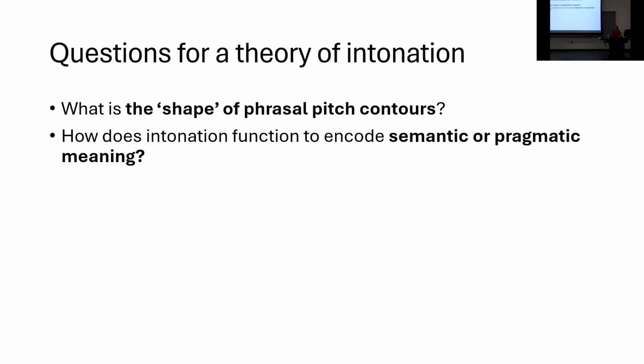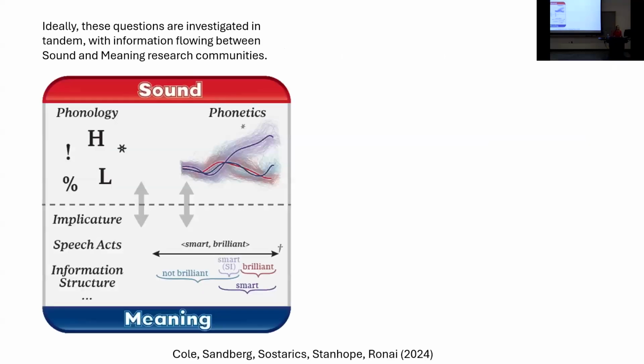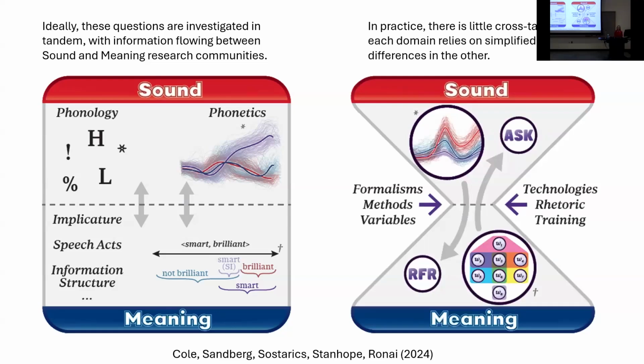What's the shape of the phrasal contours? And how does intonation function to encode semantic or pragmatic meaning? There are other questions, of course, but these are two of the important questions that I'm concerned with these days. Ideally, these questions would be investigated in tandem with information that flows between the sound and meaning research communities. However, in practice, there's relatively little crosstalk between these research communities. Research in each domain has very complex theories underlying it, different analytic frameworks and methods.